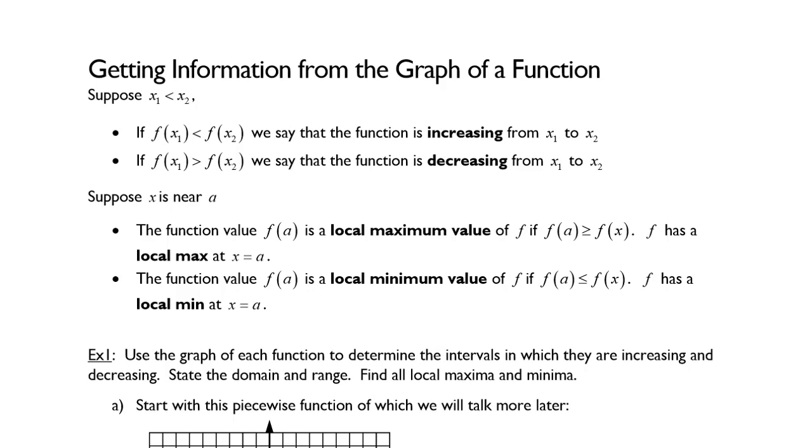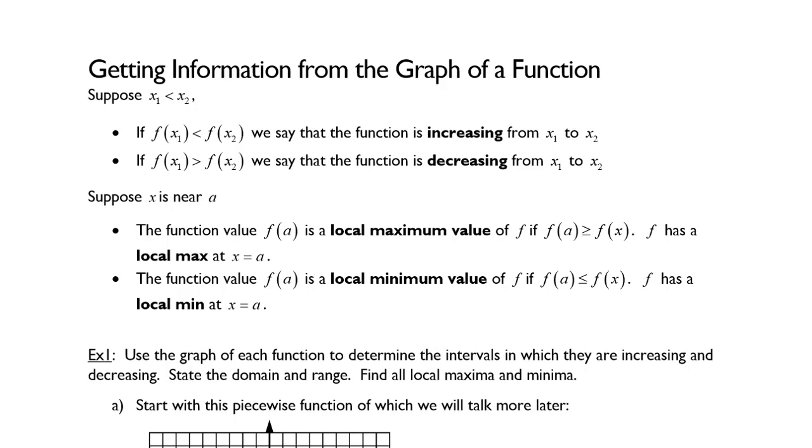Welcome to part 1 of getting information from the graph of a function. We're going to suppose that x sub 1 is less than x sub 2. That just means if you substitute a number in for the x's, the first one needs to be smaller than the second one. If f of x sub 1 is less than f of x sub 2, that's your range values. If the range for the first output is less than the second output, we say that the function is increasing from x sub 1 to x sub 2.